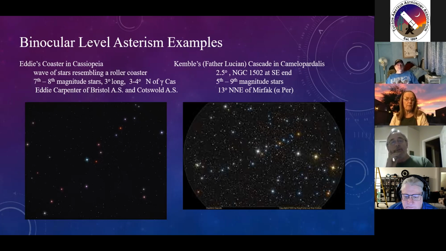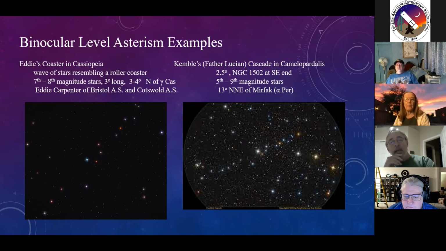This is a fairly recent one, Eddie Carpenter, looks like associated with the Bristol and Cotswold Astronomical Societies. I'm guessing it's British, but in fact, this is one that's included in the Astronomical League's list of asterisms as far as a program, and I'll get to discussing that later. But this is really kind of a pretty one.